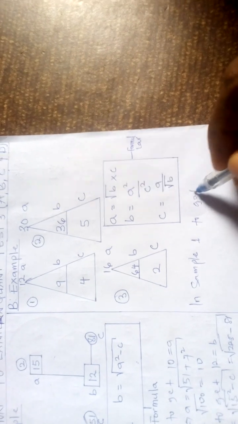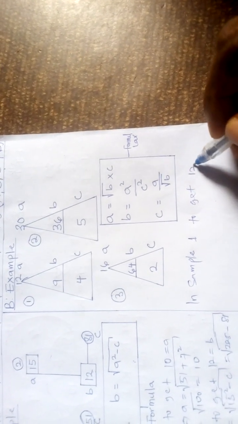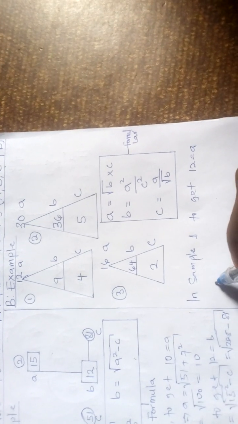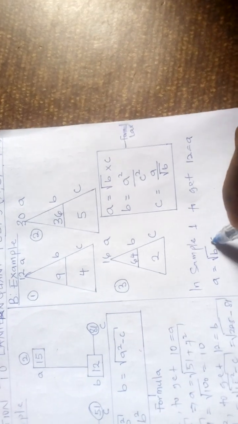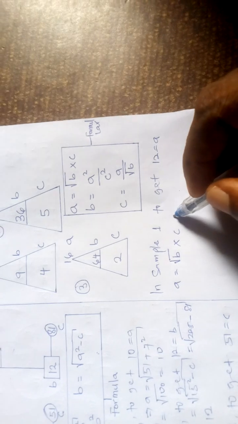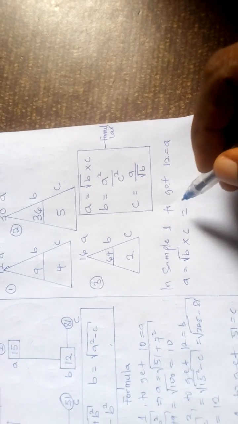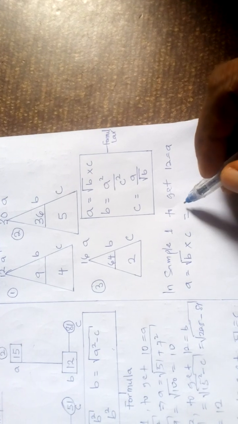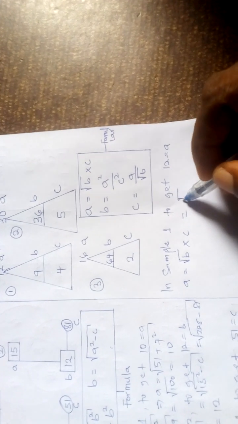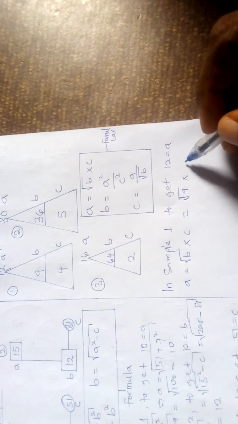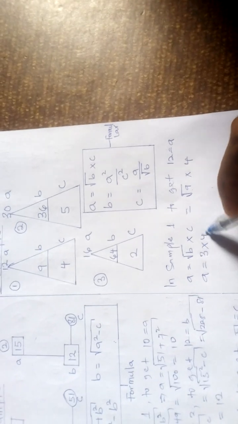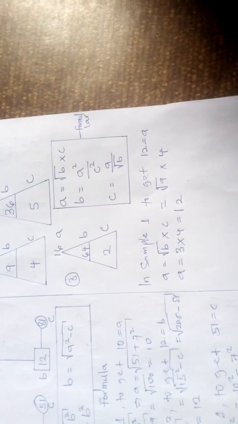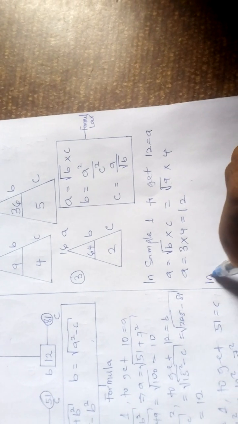In sample 1, to get 12, which is equal to A, using the formula A is equal to the square root of B times C. So what is on our A, our B is what? 9. So the square root of 9 times C, which is 4. So that means A is equal to the square root of 9, which is what? 3. And 3 times 4 gives us what? 12.